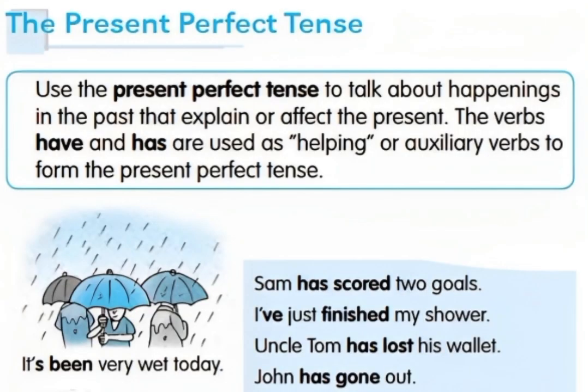So let's make it simple for you with the help of this written description. Use the present perfect tense to talk about happenings in the past that explain or affect the present. The verbs have and has are used as helping or auxiliary verbs to form the present perfect tense.